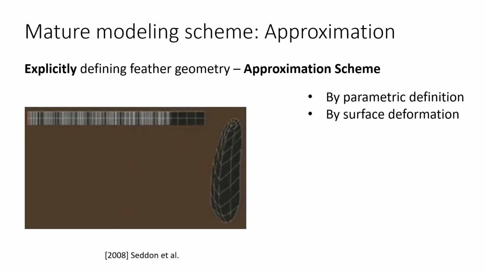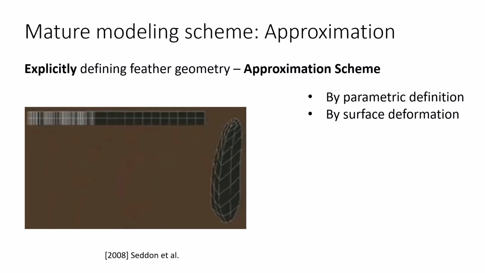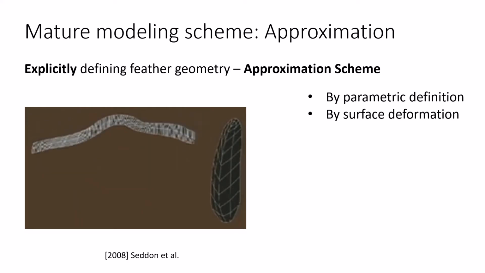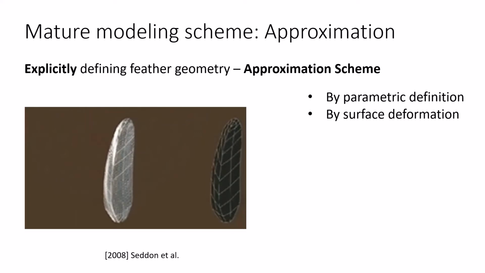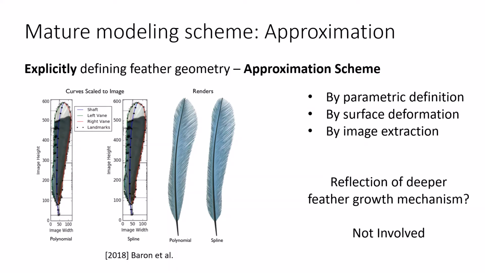In the film industry, artists may also choose to deform a NURB surface to feather shape, and then slice it to get the barb curves. In recent years, a more convenient way is to extract feather shape directly from a real feather image, then generate barb curves using the old methods. However, few of them have considered the reason why feathers develop themselves into such shapes.